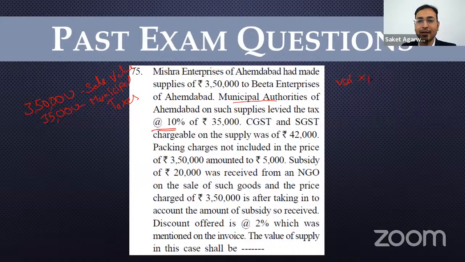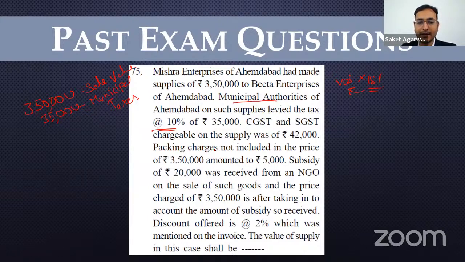We will multiply the rate of GST, usually 18%, to the value of supply, and then we will get the amount of GST, right? Now we are first finding out the value of supply. After we get the value of supply, only then will we get the total GST, right? So we'll totally ignore the CGST and SGST charged on the supply of 42,000. Okay.